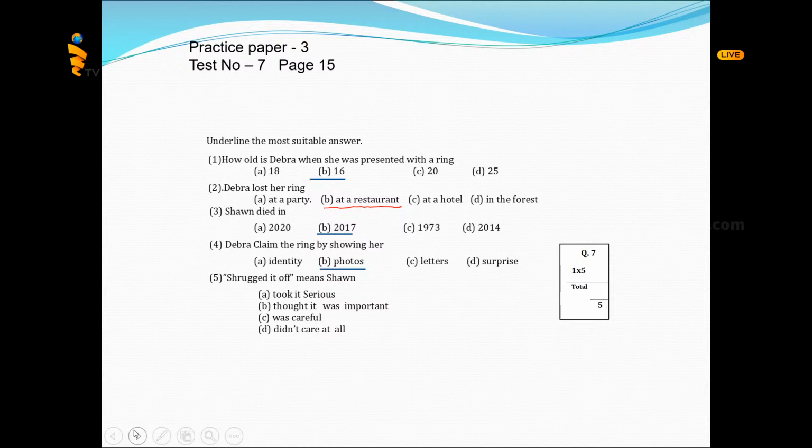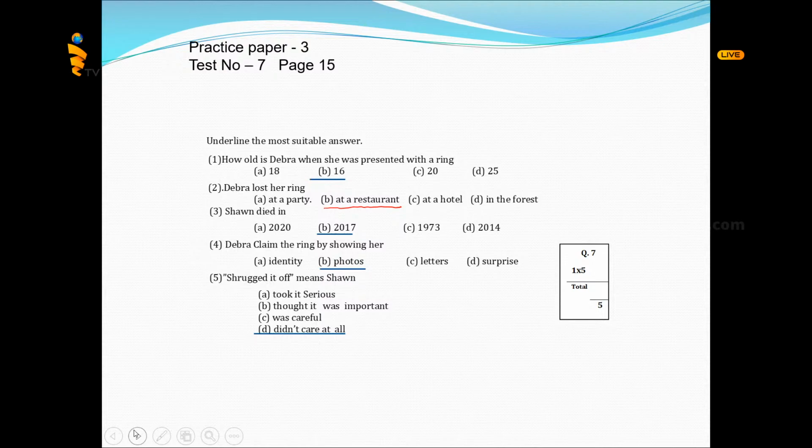The last one is, they have also bolded a small phrase for you to find the meaning. Shrugged it off means took it serious, thought it was important, was careful, didn't care at all. Now see, you have to go back to that line. Sean shrugged it off, saying that it was only a ring. It was just a ring. So it says didn't care at all. So the answer is D.